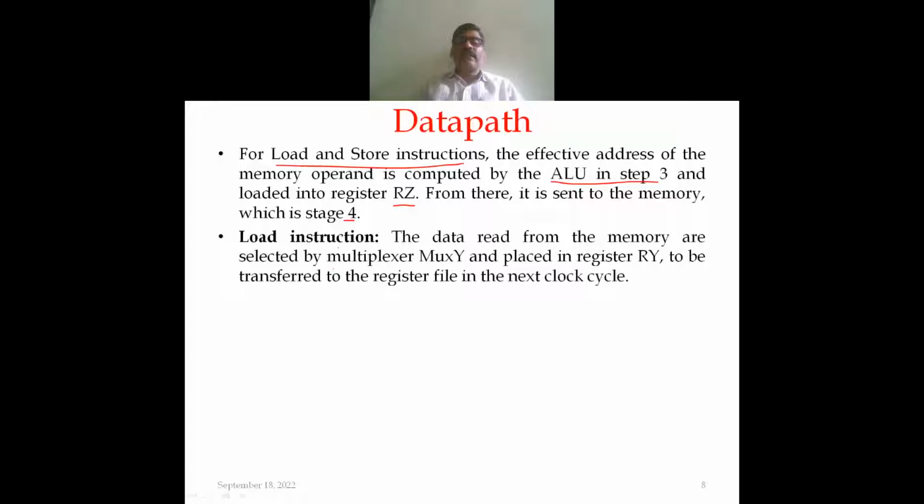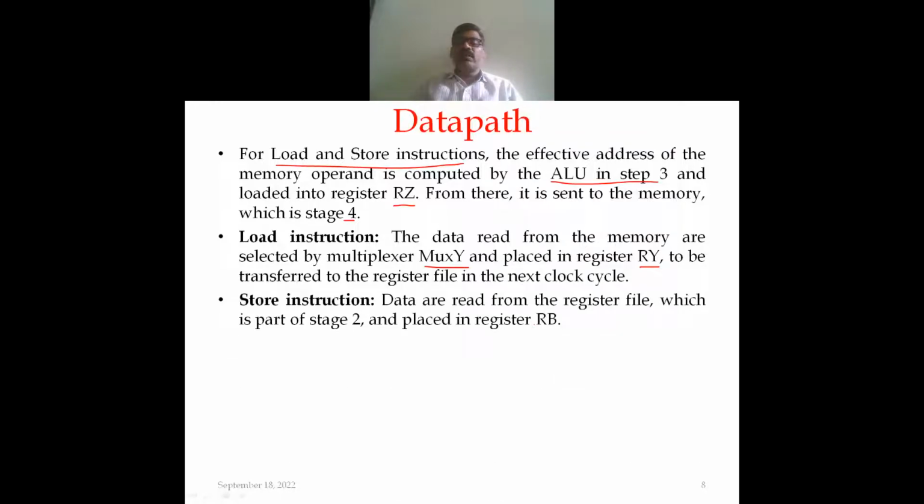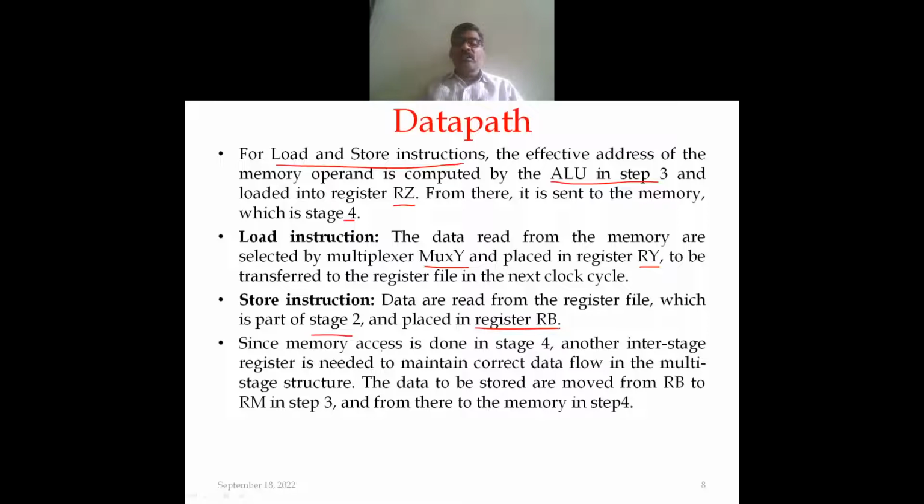Now if you see the load instruction here, the data read from the memory are selected by multiplexer mux Y and placed in register RY to be transferred to the register file in the next clock cycle. For the store instruction, data are read from the register file, which is a part of stage 2, and placed in register RB. Okay, and since memory access is done in stage 4, another interstage register is needed to maintain correct data flow in the multi-stage structure.